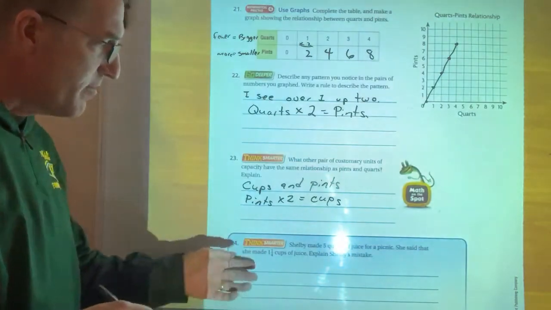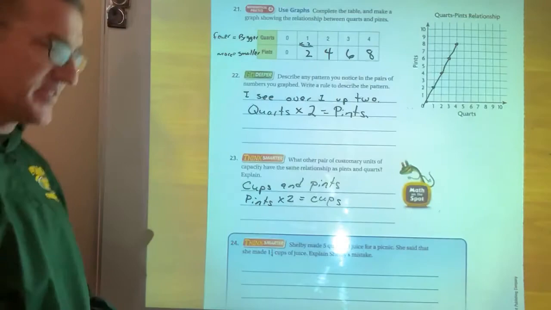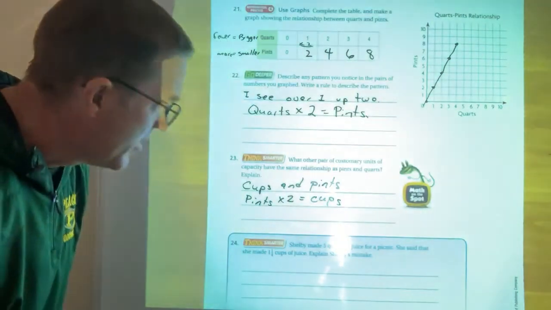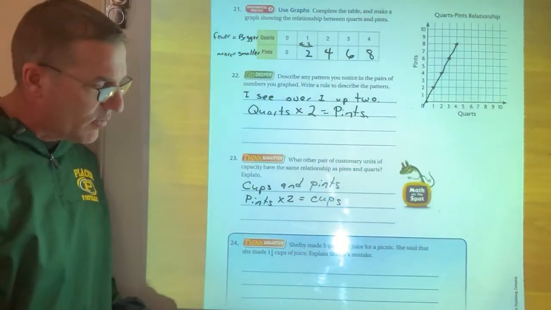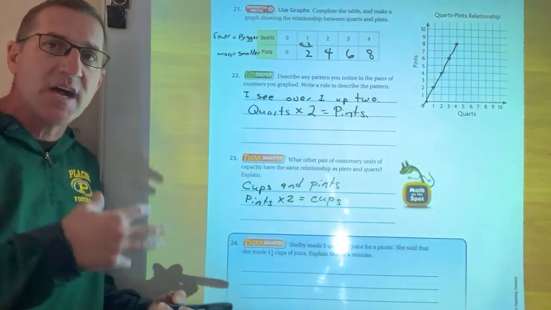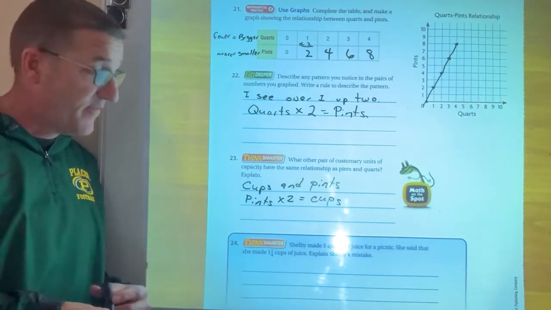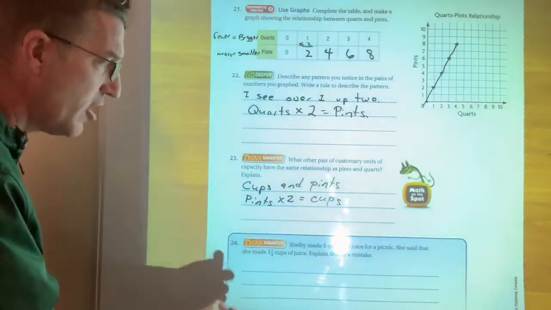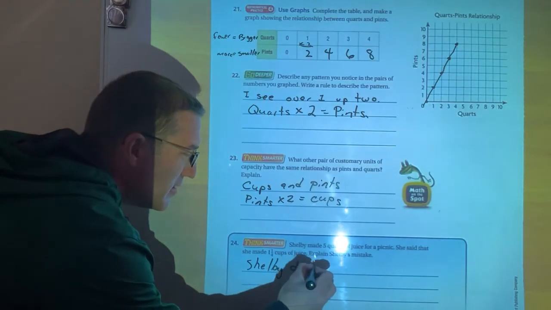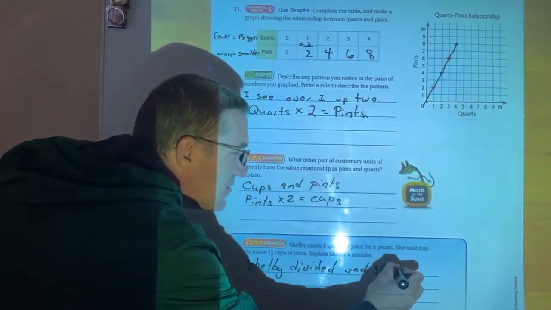All right. Shelby made 5 quarts of juice for a picnic. She said that she made 1 1/4 cups. Does that make sense? No. Explain Shelby's mistake. Well, it's obvious that she did what first? I mean, if she got a smaller number, if she got something fewer, she did what? Yeah, she divided. So Shelby divided when she should have what? Yeah, multiplied.